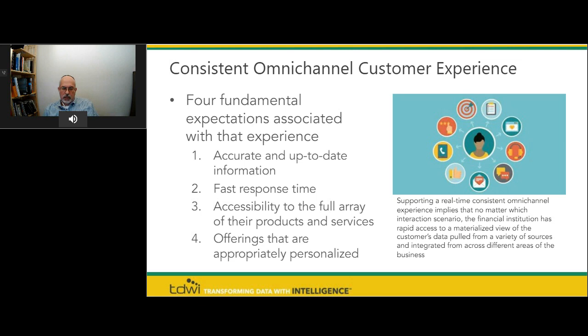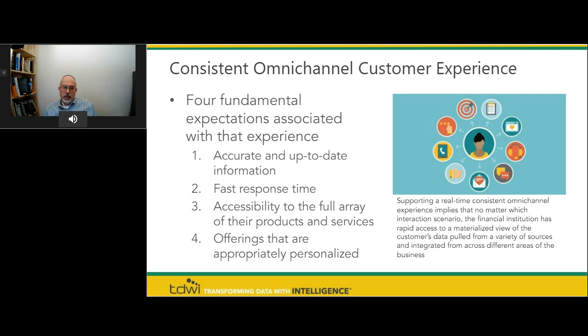So organizations, particularly in integrated business environments like financial institutions, want to treat the customer as the customer of all the different lines of business and products and services. And therefore, you want to support four fundamental expectations associated with that omni-channel customer experience.